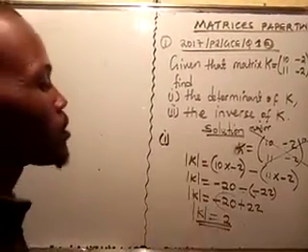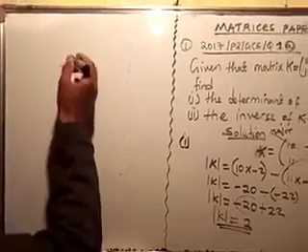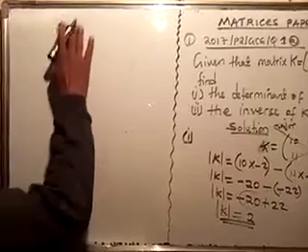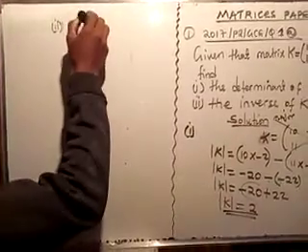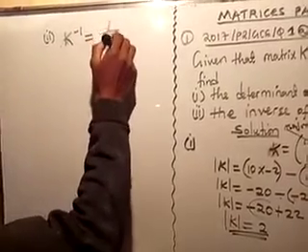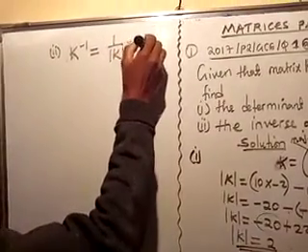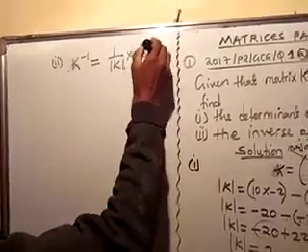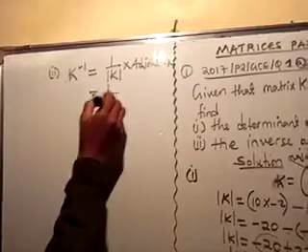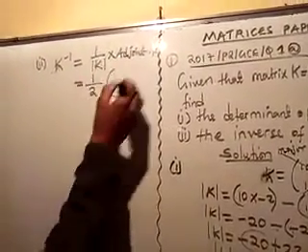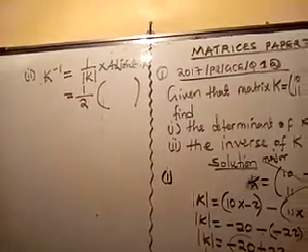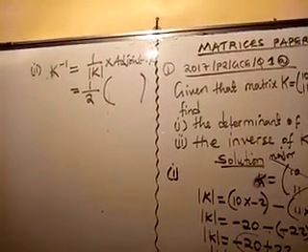We move to the inverse. Finding the inverse, you say inverse of K, matrix K, is given by 1 over determinant of K multiplied by the adjoint of K. Determinant is found and it is 2. The adjoint of the matrix K is found by interchanging entries.